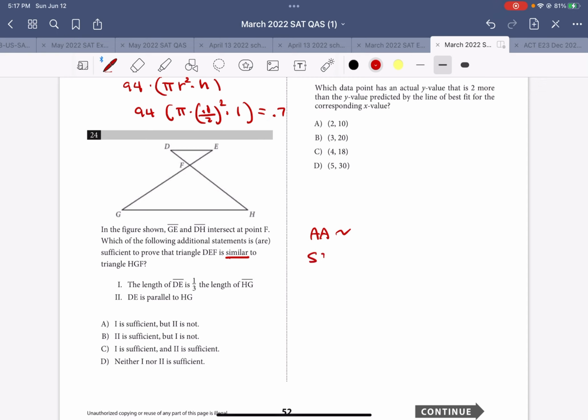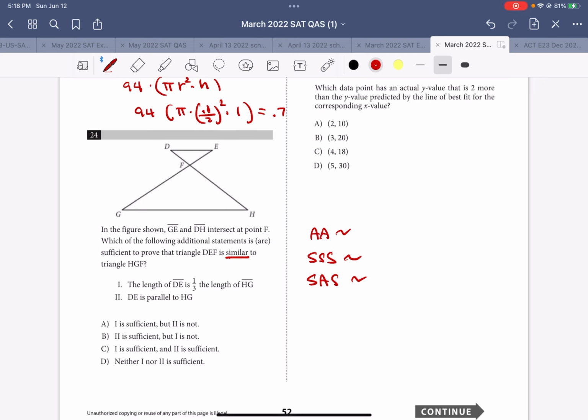And then SSS similarity means all corresponding sides are in proportion. It's not congruent. As long as all the corresponding sides are in proportion, then they are similar. And also SAS similarity means two sides are in proportion and the angle between them must be congruent, then they're similar.